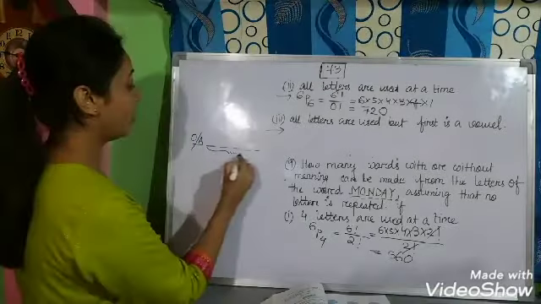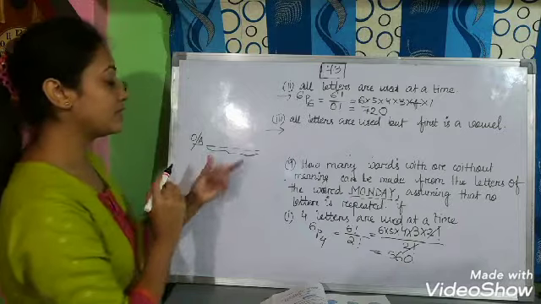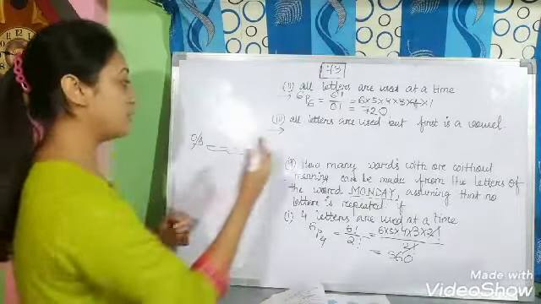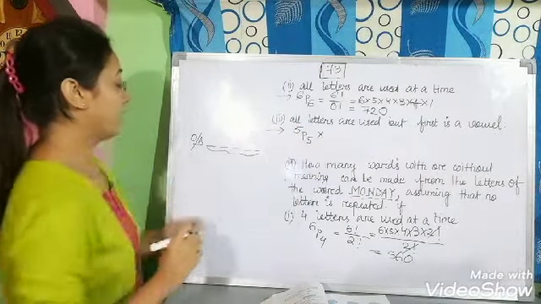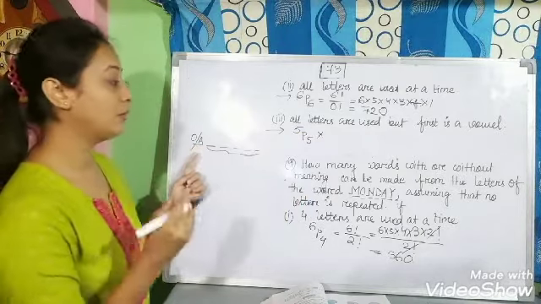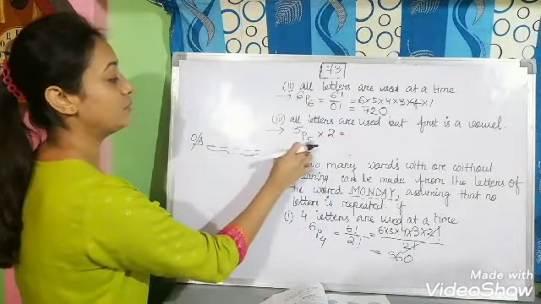And remaining, how many places are there then? 1 2 3 4 5. So among these 5 letters, arrangements can be done in how many ways? 5P5 ways. And the first place can be filled up in how many ways? 2 ways. Hence number of words is equal to 5P5 into 2.